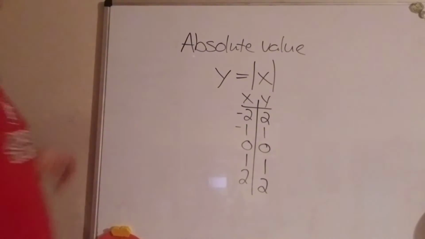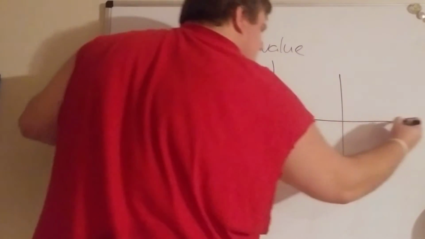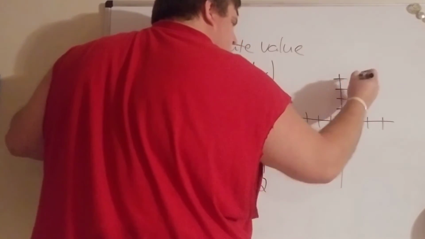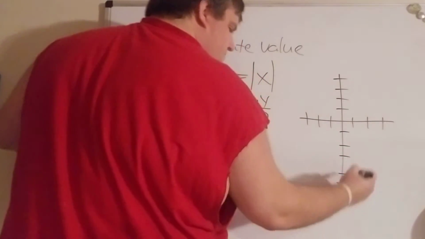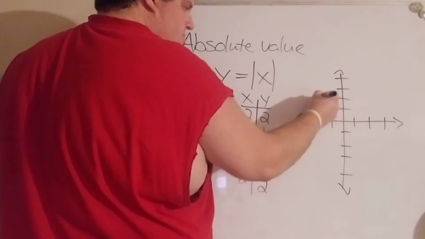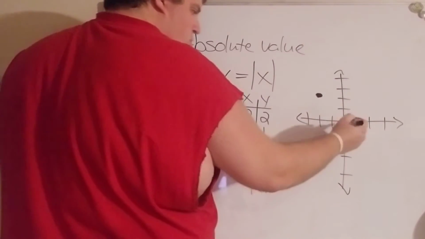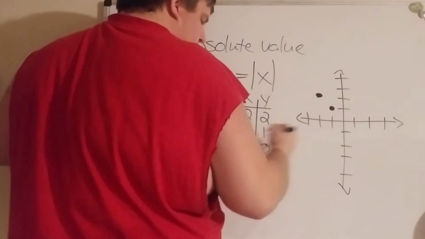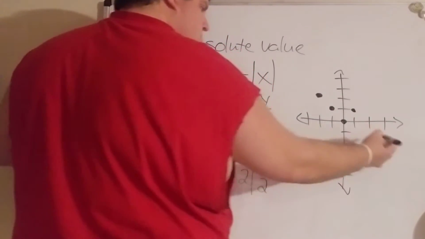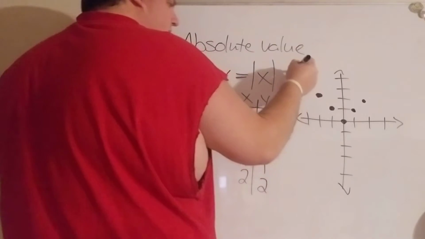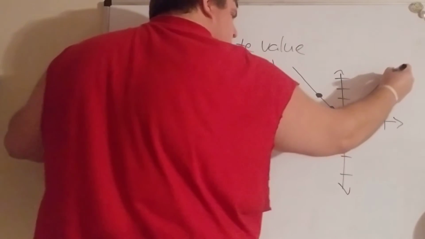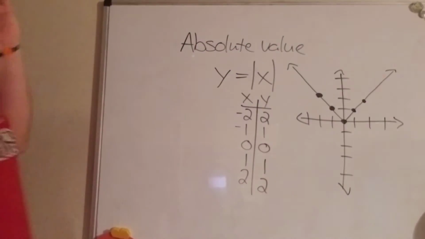Okay, so let's look at that on this very small graph I'm going to use. So -2, 2 is right here. -1, 1, 0, 0, 1, 1, and 2, 2. So if we take a look at this function, you can see that it is going to look like a V.